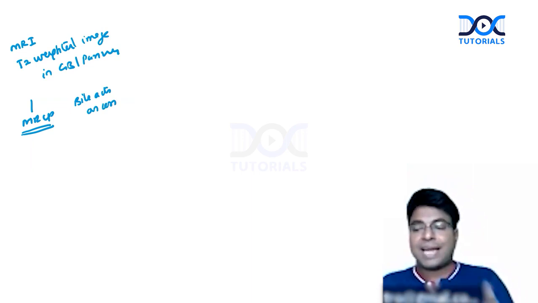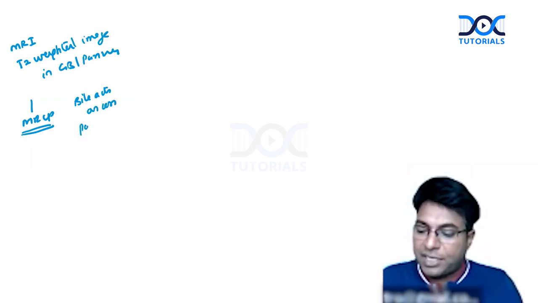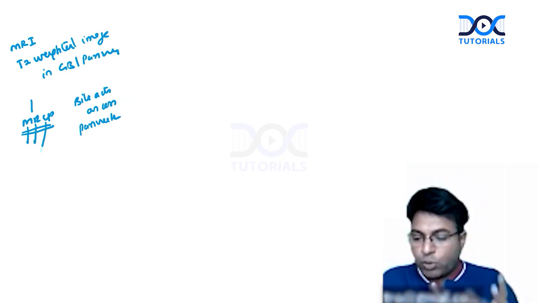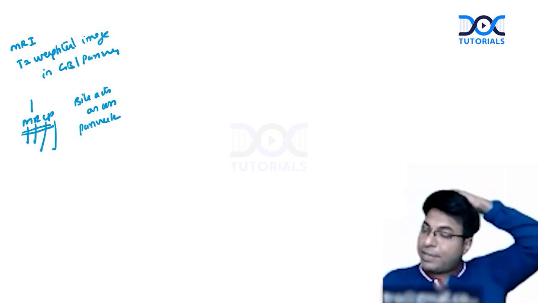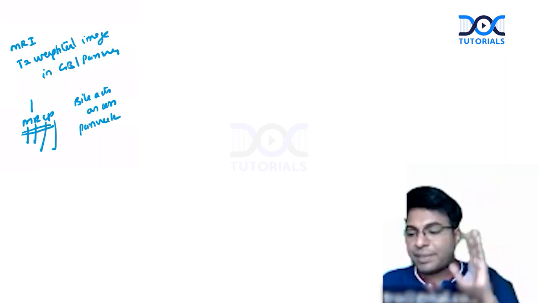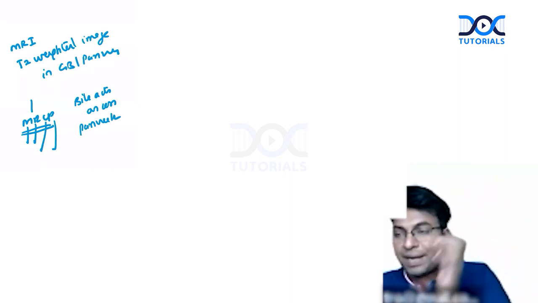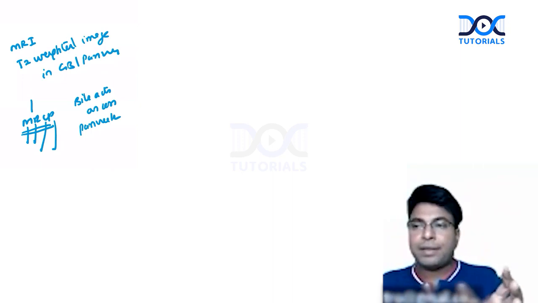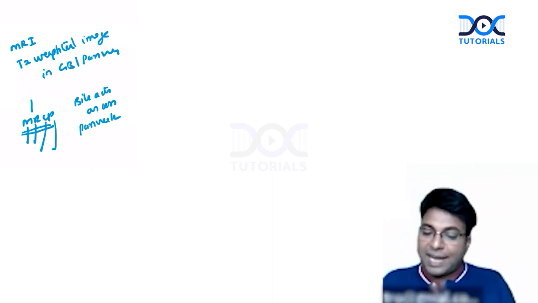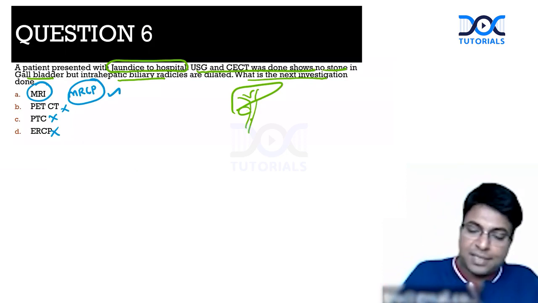So since bile is acting as a contrast and pancreatic juice acts as a contrast, we call it as magnetic resonance cholangiopancreatography. There is no contrast used, no gadolinium, nothing is used. The contrast in the gallbladder and pancreas and bile duct is nothing but the secretions that acts as a contrast. So the correct answer here is MRCP.